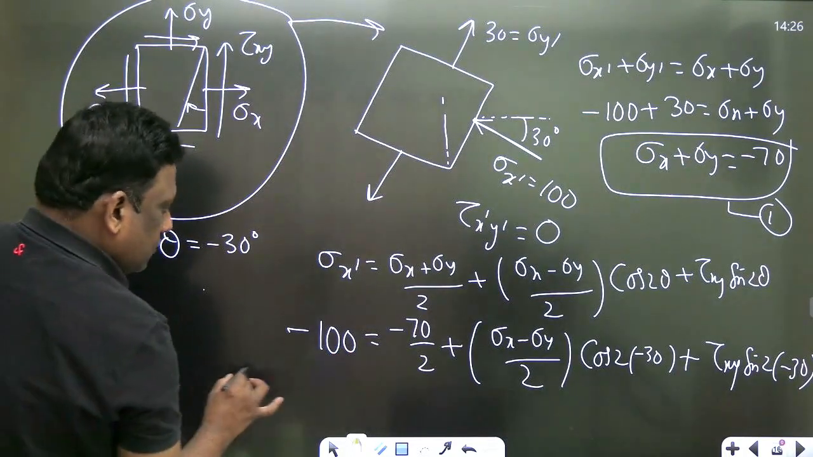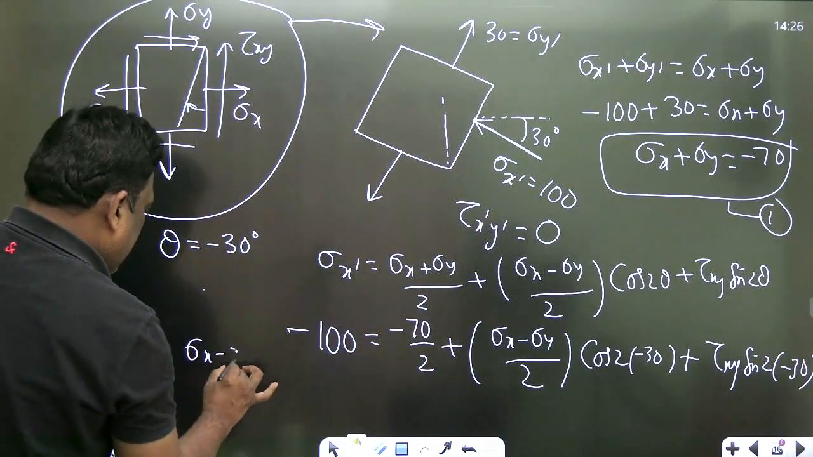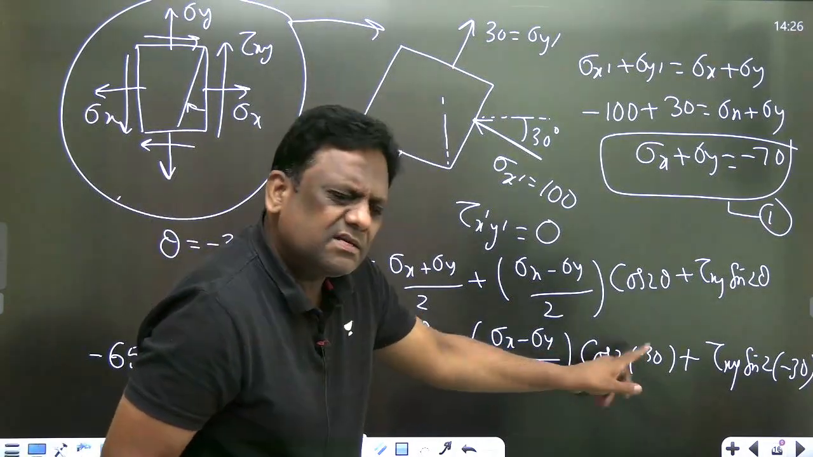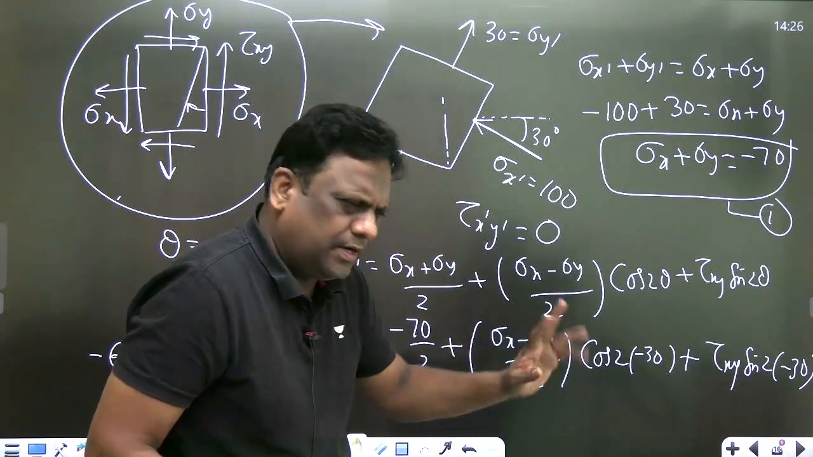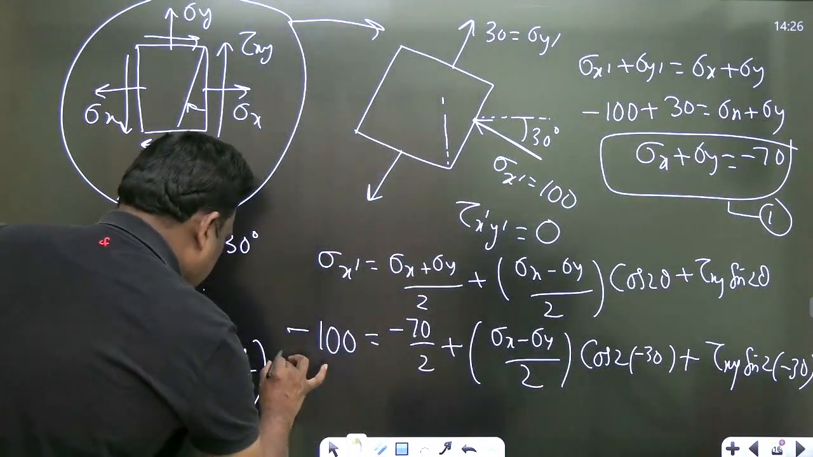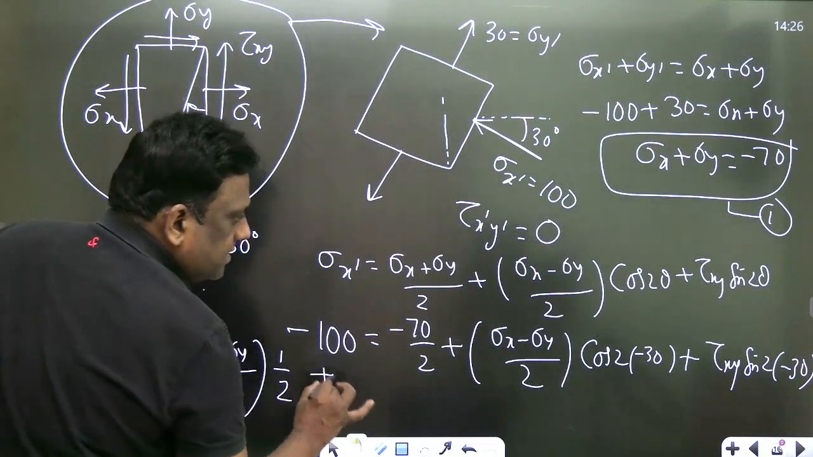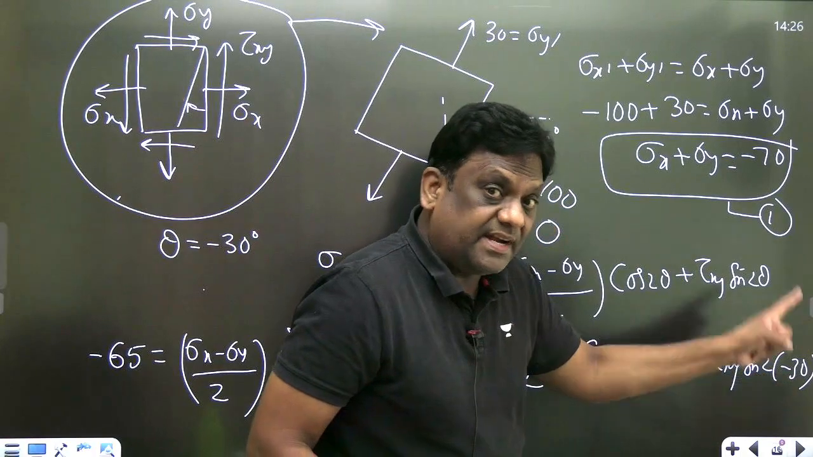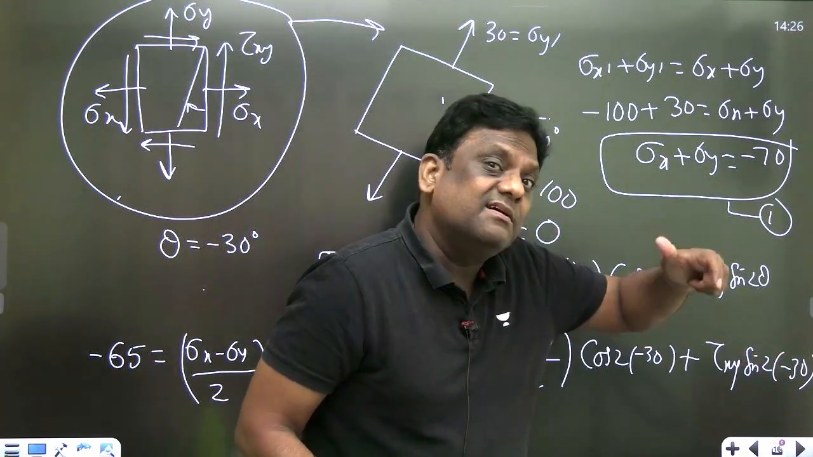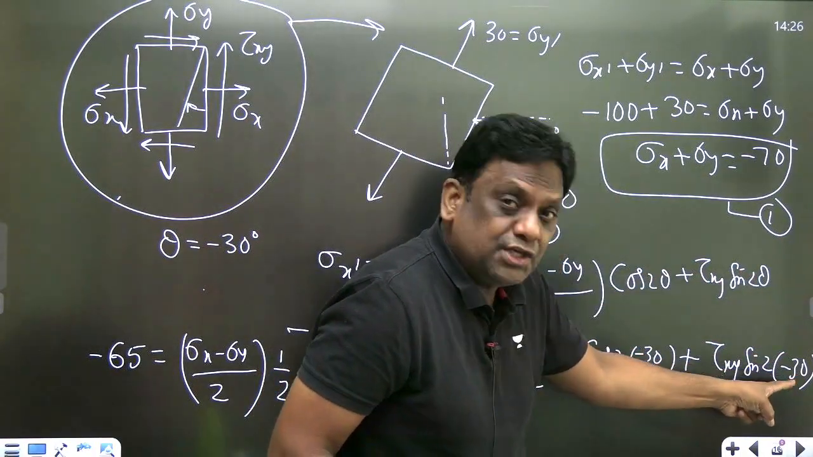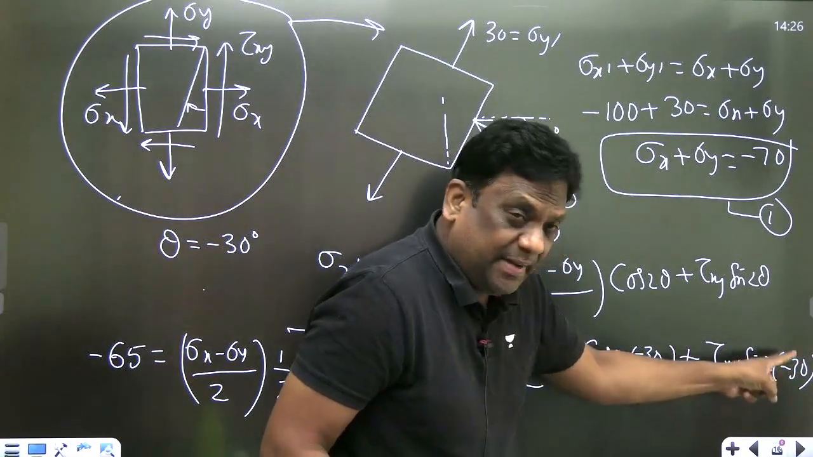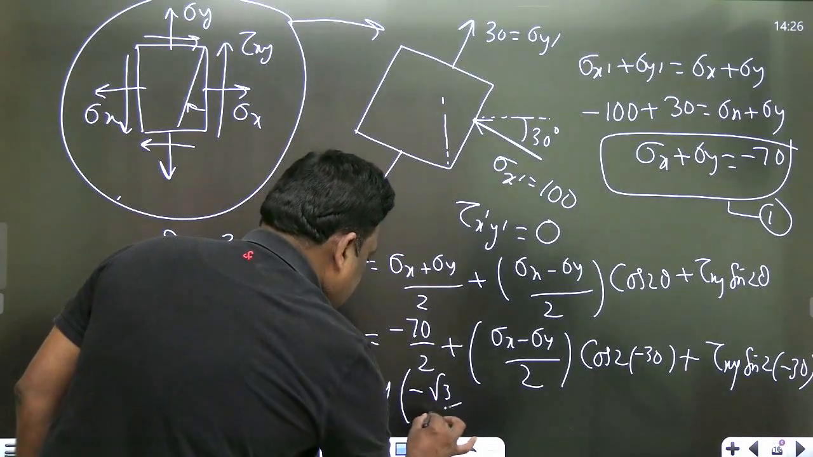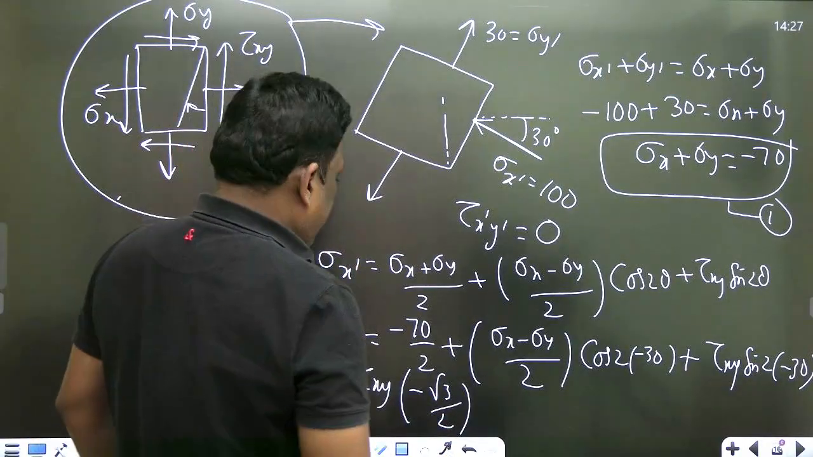Correct? Oh, this will be sigma x minus sigma y by 2, okay, no problem. Cos of minus is cos only, so cos 60 is half, so this becomes half, plus tau xy sin of 60, but it is minus. Sin of minus theta is minus sin theta. So sin 60 is root 3 by 2, but it will be minus. Why minus? Because the sin is minus, root 3 by 2. So minus root 3 by 2 will come. Very good.